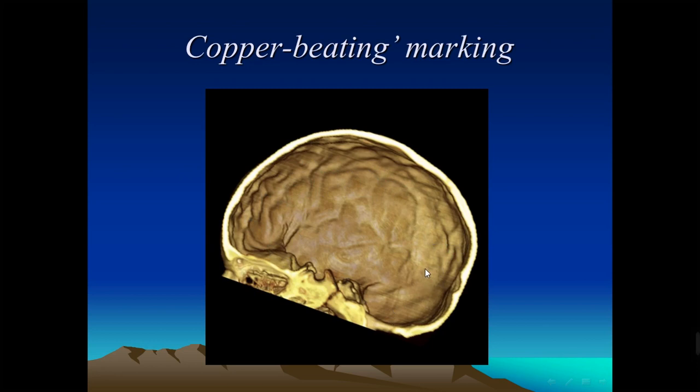Well, somebody may ask me, how does this soft tissue, I mean the brain tissue, cause erosion of the bone? Yes, it can cause it.